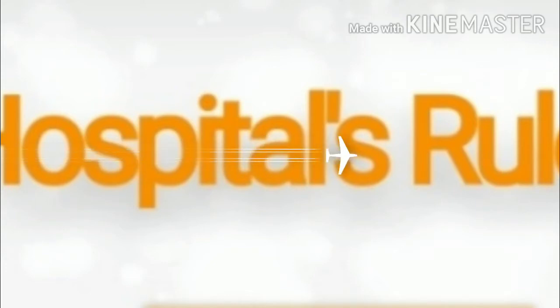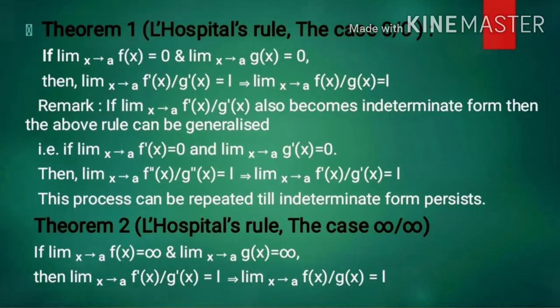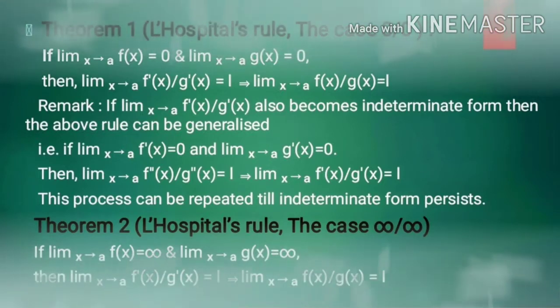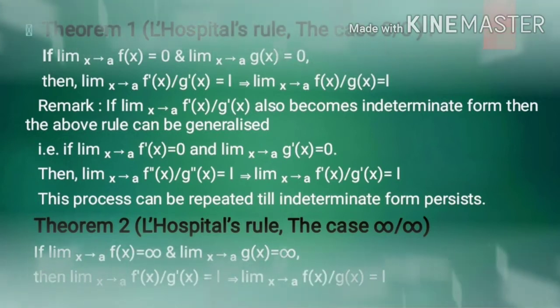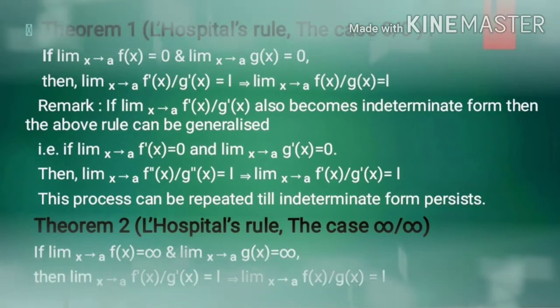Next topic is L'Hospital's Rule. L'Hospital's Rule for the type 0 upon 0. If limit of function f of x is 0 and limit of function g of x is 0, then the limit of the quotient function is 0 upon 0, that is an indeterminate form. Next, by using L'Hospital's rule. What is L'Hospital's rule? It is taking the derivative of this quotient function. Derivative of f of x is f dash of x and derivative of g of x is g dash of x. Therefore, if the limit of f dash of x upon g dash of x is L, this limit is also the limit of f of x upon g of x.